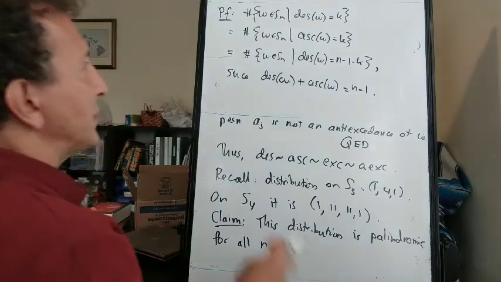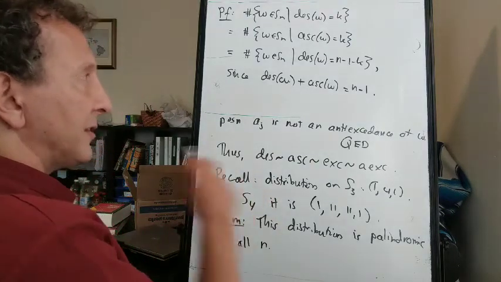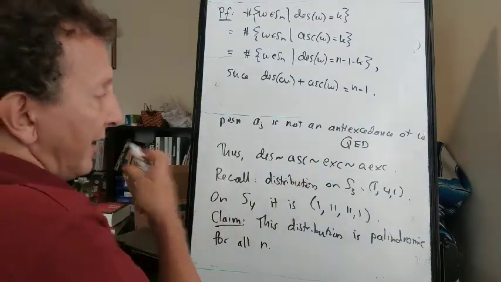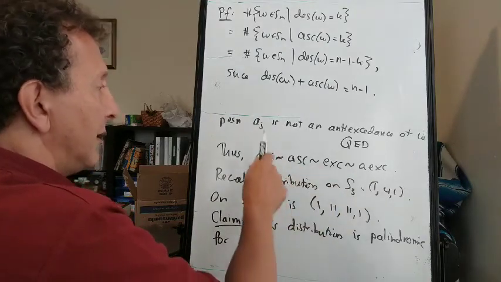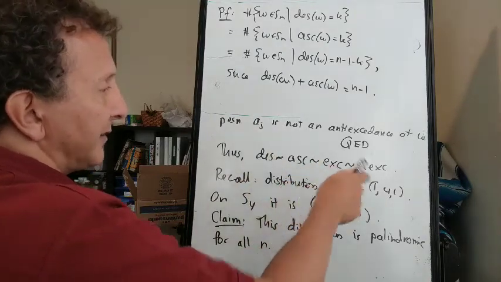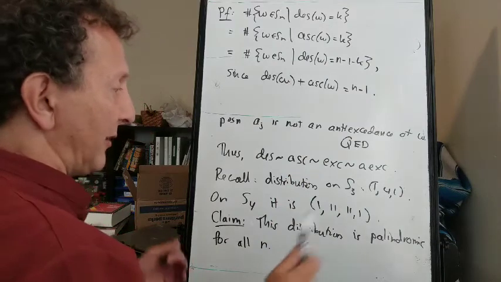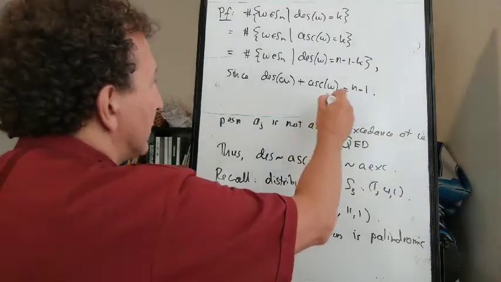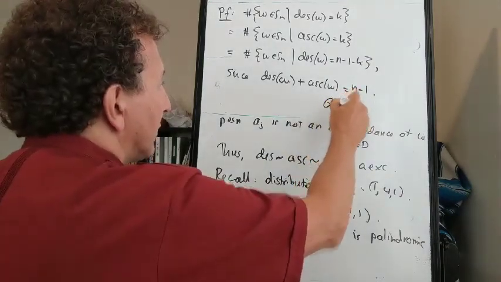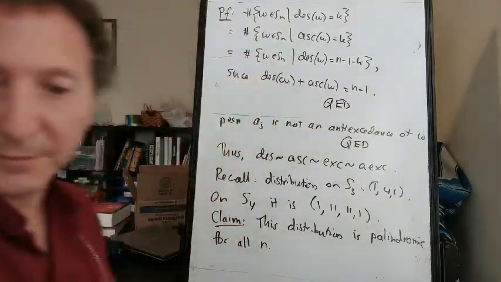So that means the distribution of descents is palindromic. It goes the same back and forward. And then because of this equidistribution, descents, ascents, exceedances, and anti-exceedances all have to have palindromic distributions. The end.